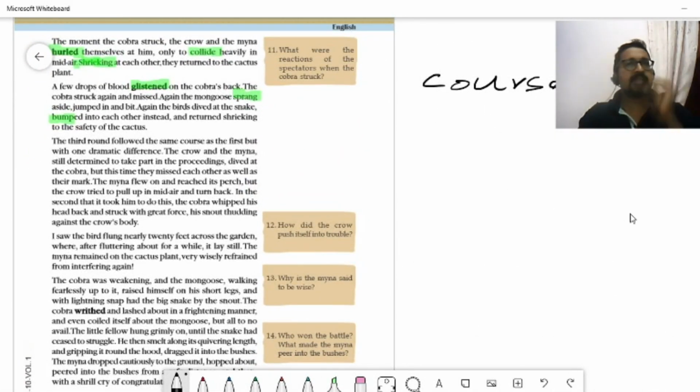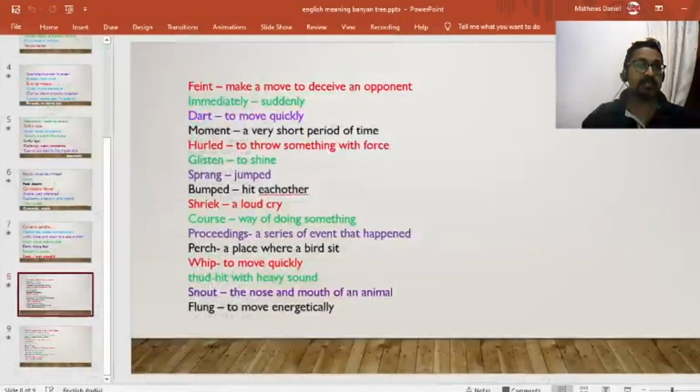But with a dramatic difference, with an unexpected difference, this third round began in a different manner. Crow and myna still determined to take part in the proceedings, means series of events. See, the meaning is there. Proceedings, course, way of doing something. Proceedings, a series of events that happened.